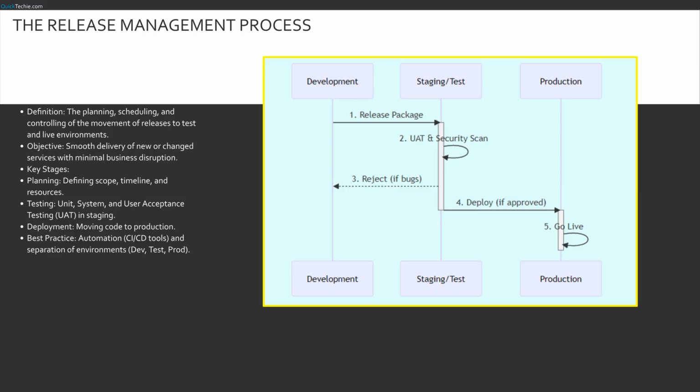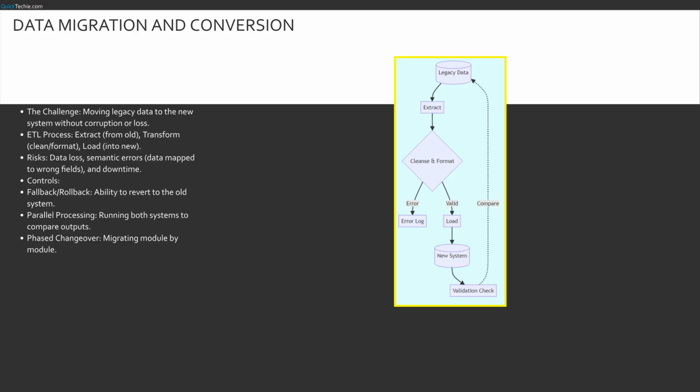This sequence diagram illustrates the flow of a release. Action starts on the left in development. They send a release package to the staging/test environment. Crucially, the code stays there for step 2, user acceptance testing and security scans. If it fails, it goes back to dev. Only if it passes does it move to step 4, deploy to production. This visualizes the mandatory air gap or gatekeeping role of the test environment.